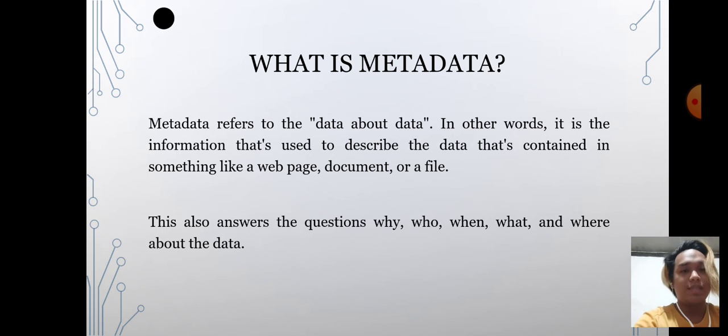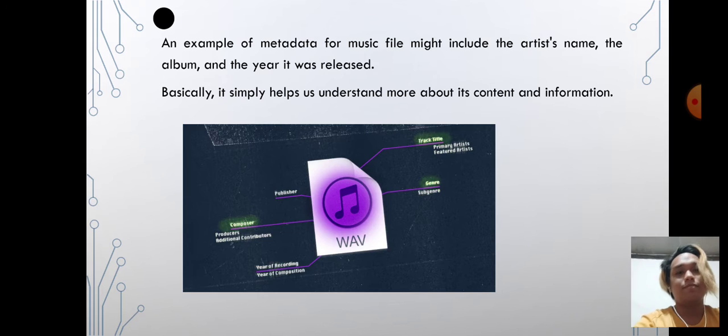So, what is metadata? Metadata refers to the data about data. In other words, it is the information that we use to describe the data that's contained in something like a web page, document, or a file. This also answers the questions why, who, when, what, and where about the data. An example of metadata for a music file might include the artist name, the album, and the year it was released. Basically, it helps us understand more about its contents and information.